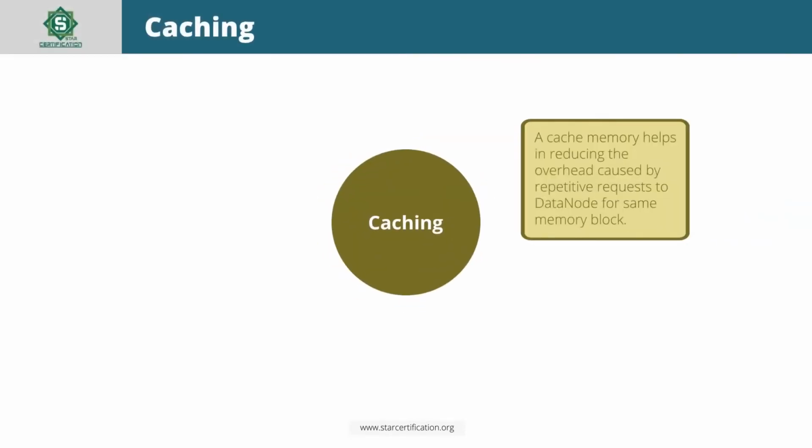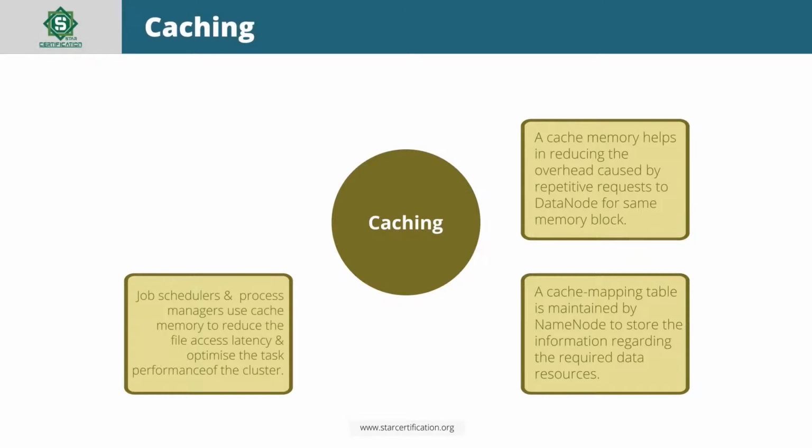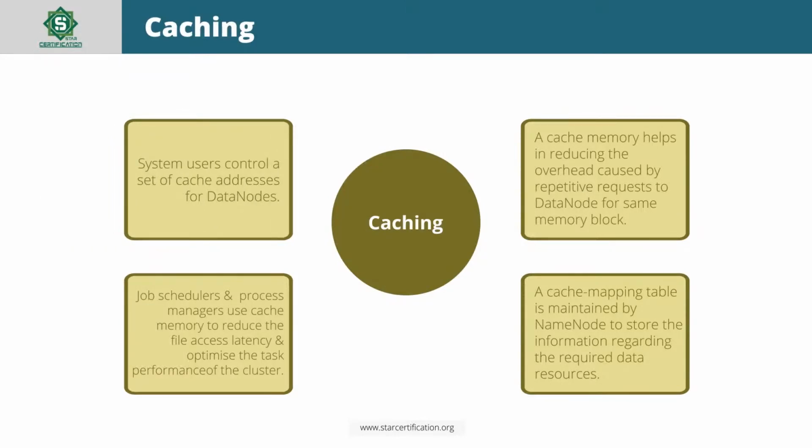Caching. A cache memory helps in reducing the overhead caused by repetitive requests to the data node for the same memory block. A cache mapping table is maintained by the name node to store the information regarding the required data resources. Job schedulers and process managers use cache memory to reduce the file access latency and optimize the task performance of the cluster. System users control a set of cache addresses for data nodes.